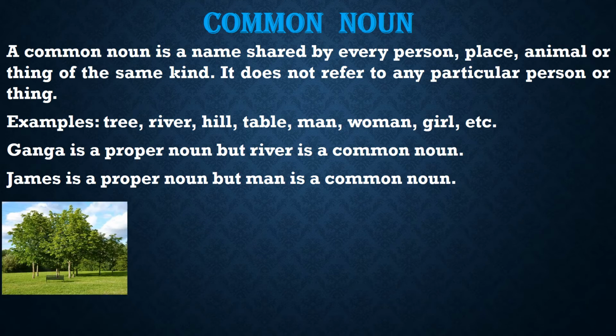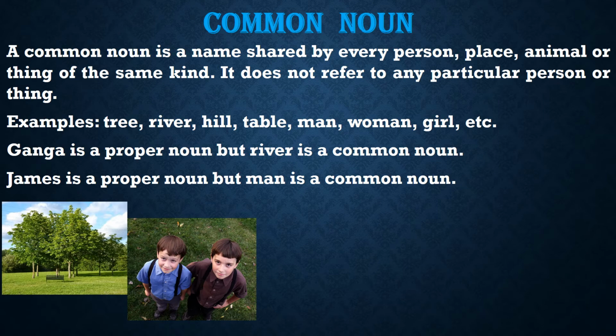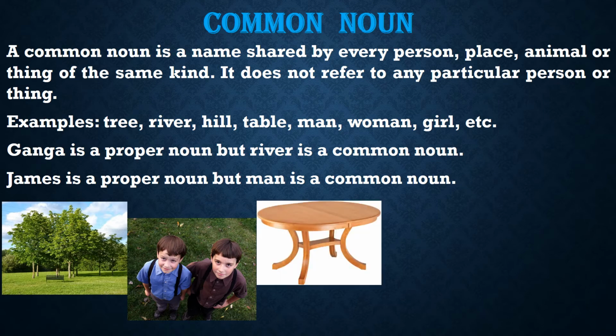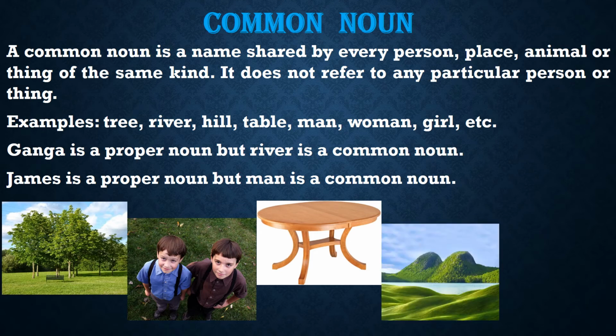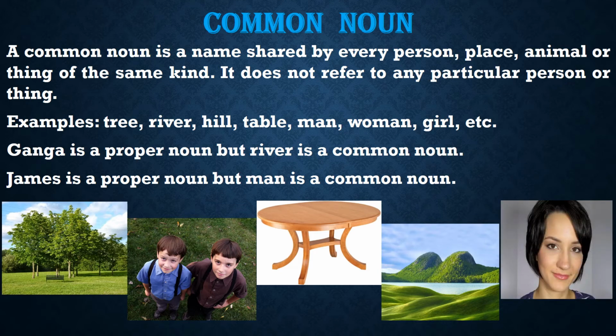Now here you can see that trees are here. Okay, they can be converted into plural form also. Here you can see boys are here, we don't know the names of them. Here you can see that there is a table over here. Here you can see that hills are here. Okay, and she is a girl or a woman, anything you can call her, as we don't know the name of this person, right? So after common noun, hopefully you have understood this.